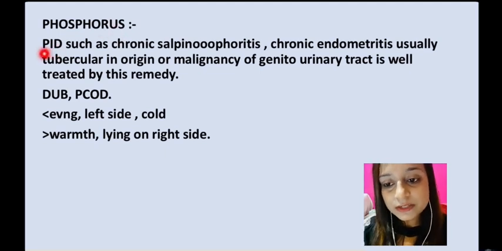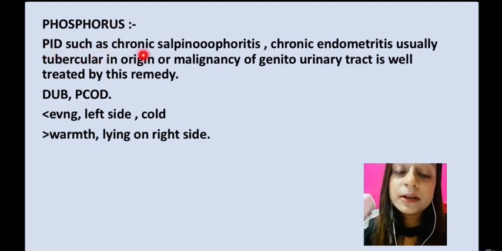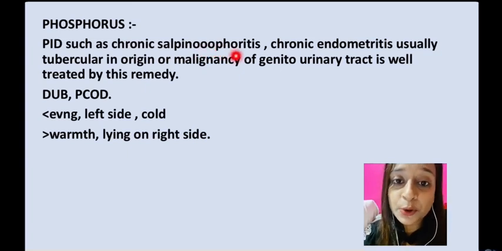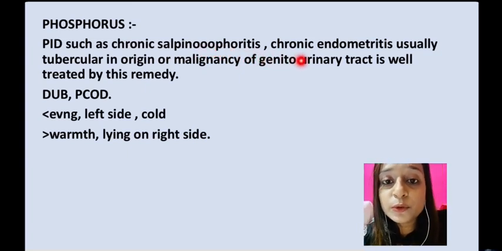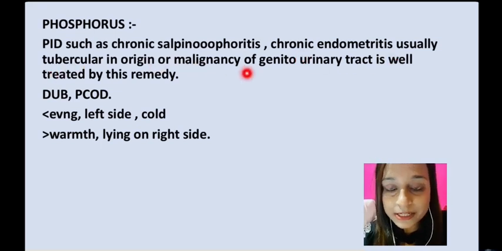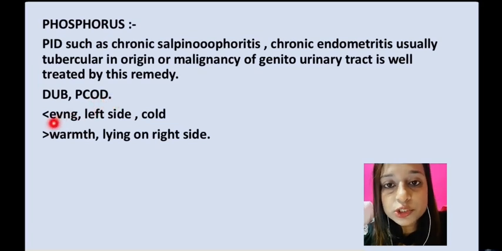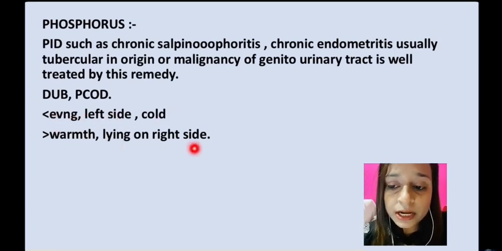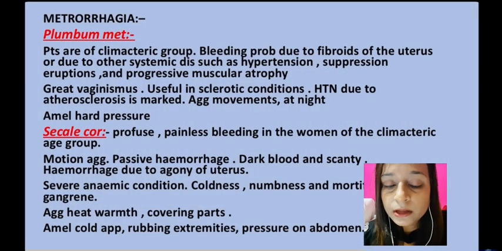Coming to phosphorus as a second remedy. It is used in pelvic inflammatory disease such as chronic salpingo-oophoritis, and in cases of chronic endometritis, usually tubercular in origin, or malignancy of the genitourinary tract. This remedy, phosphorus, comes into role. Dysfunctional uterine bleeding and polycystic ovarian disease are treated well by this remedy. Aggravation is evening, left side, cold; amelioration is warmth, lying on right side.